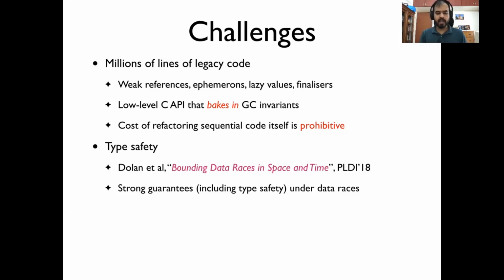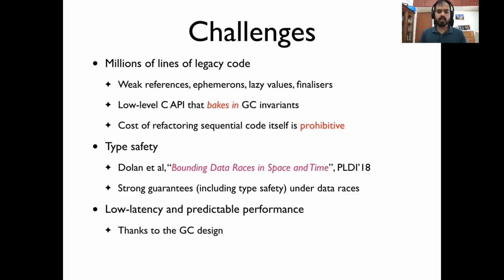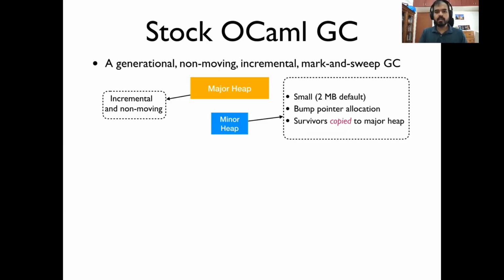Developers using OCaml have come to love and embrace the low latency and predictable performance of OCaml. And this is thanks to the GC design. Stock OCaml garbage collector is a non-moving incremental mark and sweep GC, where new objects are allocated into a small minor heap by bump pointer allocation, and survivors are copied to the major heap. The major heap is collected with the incremental non-moving mark and sweep collector.